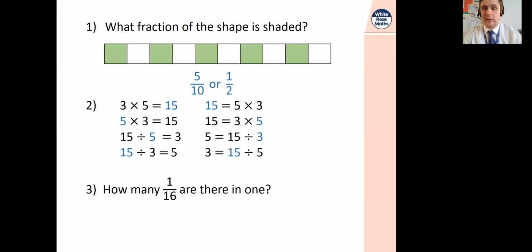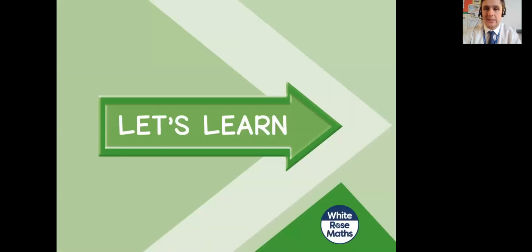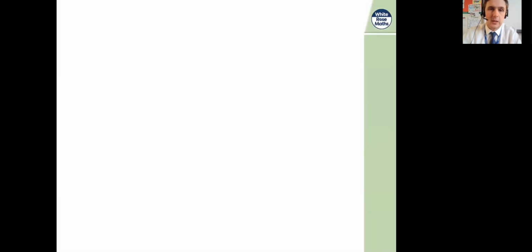And in part 3, how many 16ths are there in 1? Well, we know from what we've learned about fractions so far that our fractions are equivalent to 1 when the numerator equals the denominator, okay, when they're the same. So if we've got 16ths, we need to have 16 of those to make one whole.